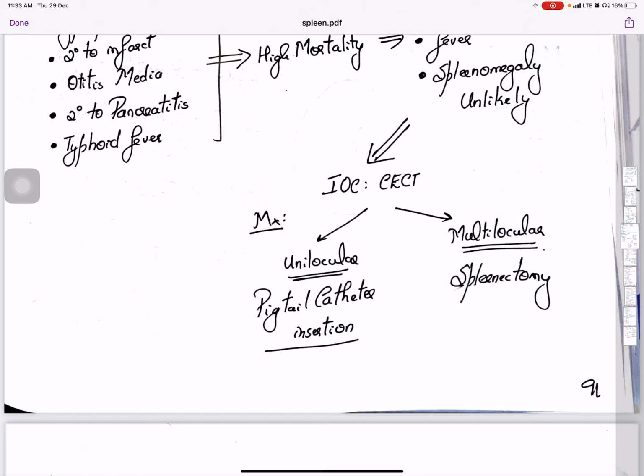In tropical countries, massive splenomegaly and hypersplenism are indications for splenectomy. Okay, this much is done. Tropical splenomegaly done. Functions of spleen.